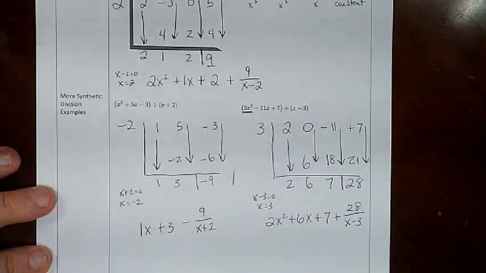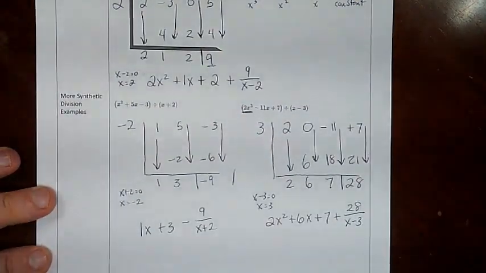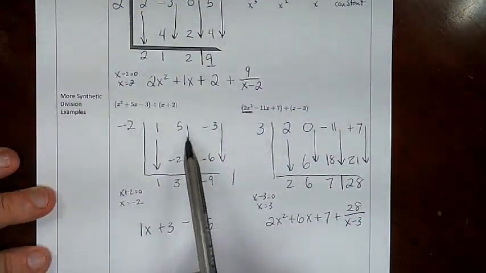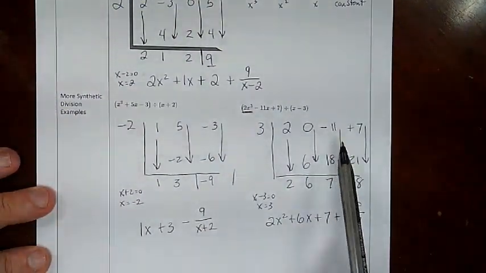So be very careful about how you are multiplying, how you are adding, and identifying those missing terms where you'll need to put a 0.